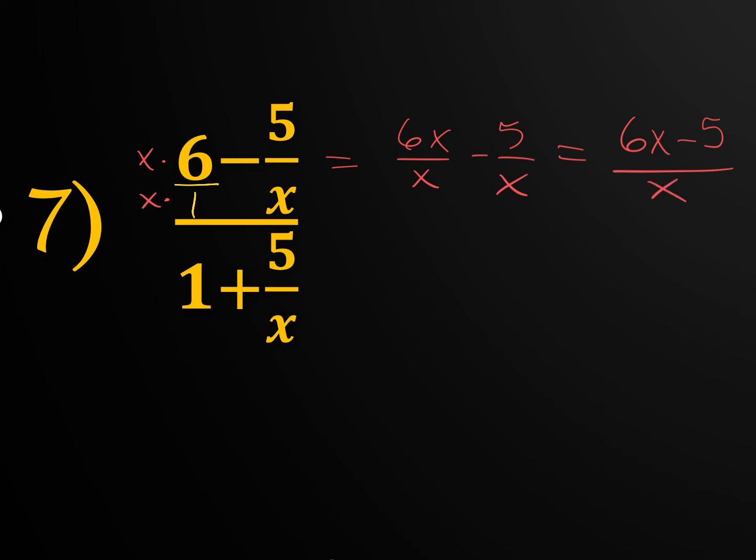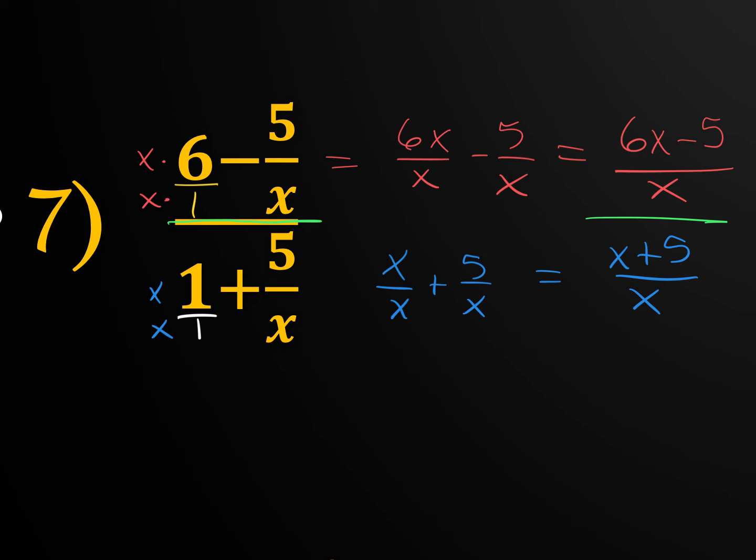Now I need to do the same thing to the denominator. I can add a 1 under this 1. And again, my common denominator is going to be x. So I'm going to multiply this by x and x. So then it becomes x over x plus 5 over x, which will simplify to x plus 5 over x. Now we had our fraction bar here.